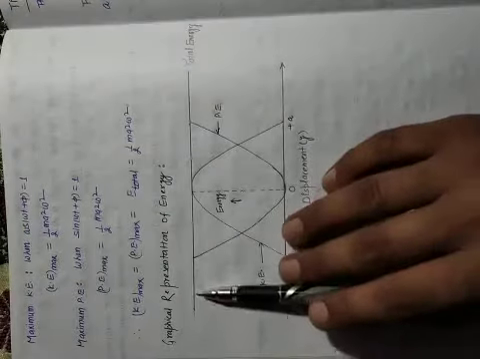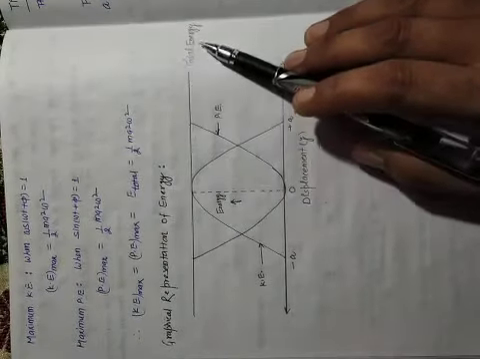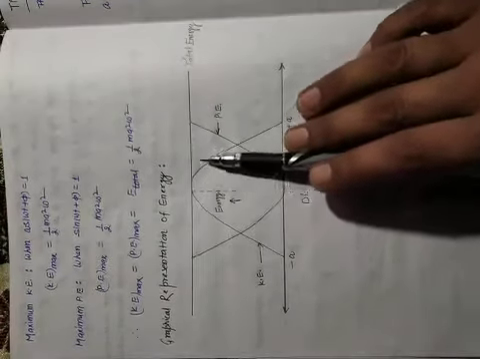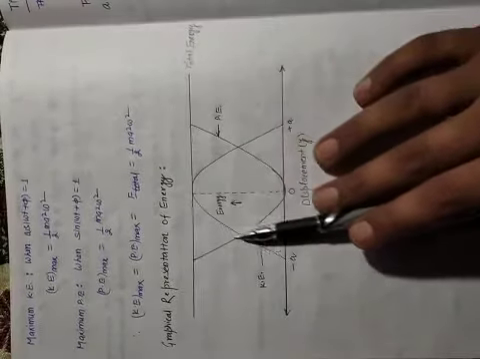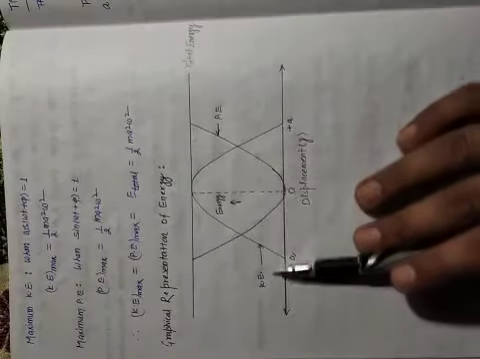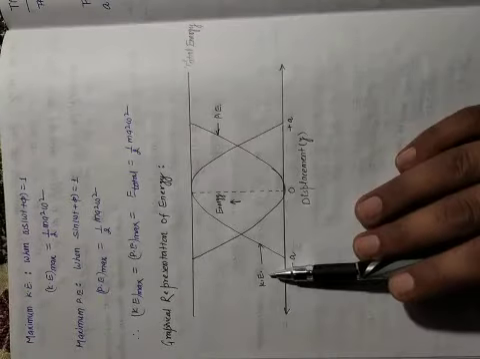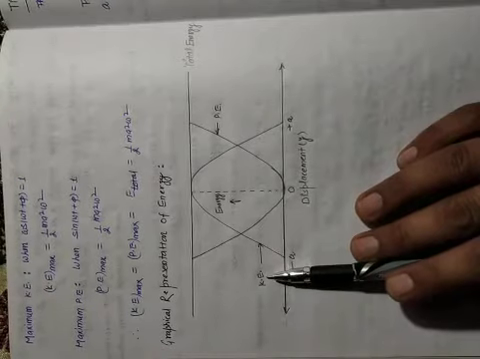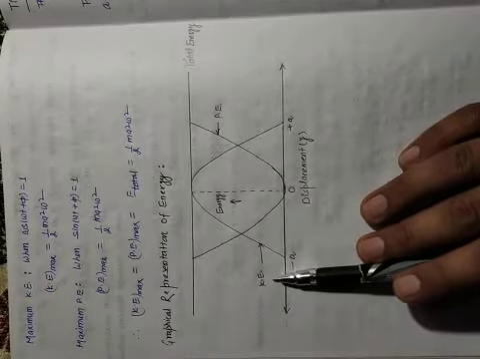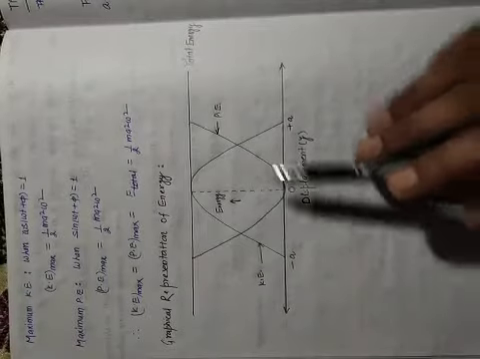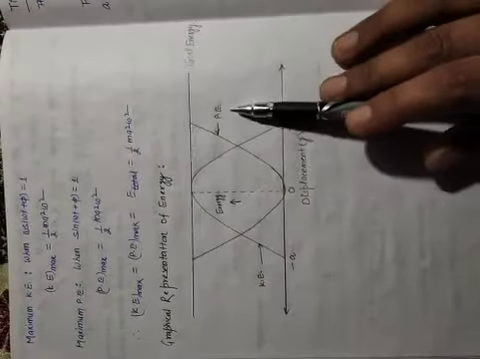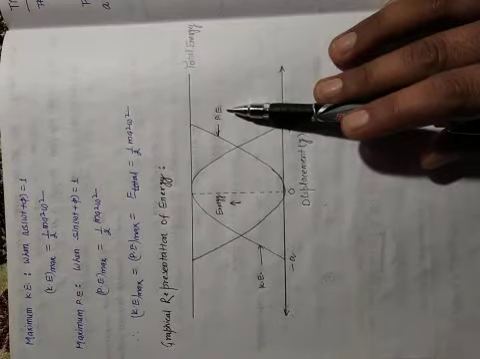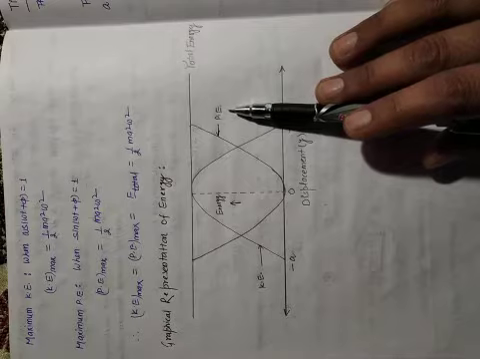This is the graphical representation of energy. This straight line represents the total energy, and this reverse parabolic graph represents the kinetic energy of the harmonic oscillator, or any particle performing SHM, and this parabolic graph represents the potential energy of that particular particle or harmonic oscillator.